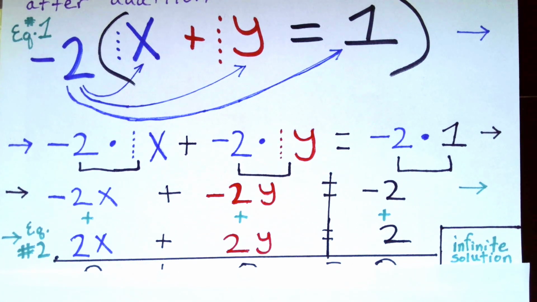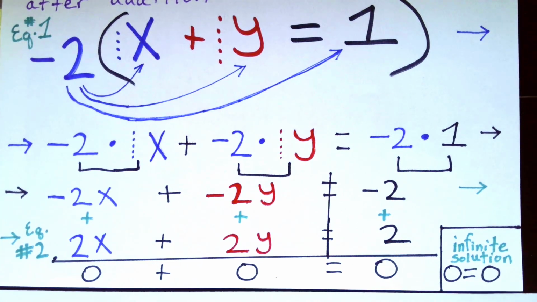All right, take a look, here we go. Equation number 2 is 2x plus 2y equals 2. So a negative 2 plus a positive 2 is 0. I'm going to rewrite my plus signs. Negative 2 plus a positive 2 is 0. Rewrite my equal sign. Negative 2 plus a positive 2 is 0. So 0 plus 0 is just 0 equals 0. Again, infinite solution. If you come up with an answer like this with systems of equations, infinite solution.